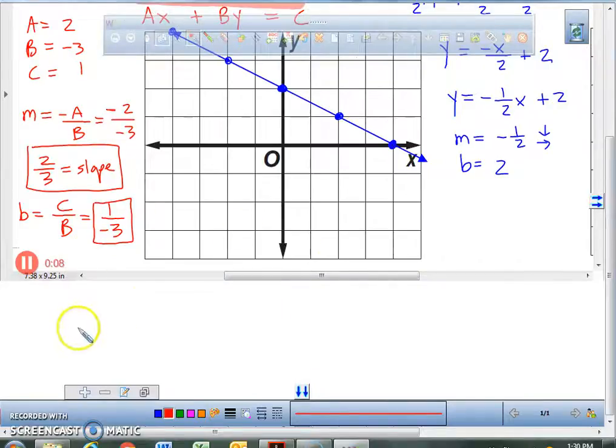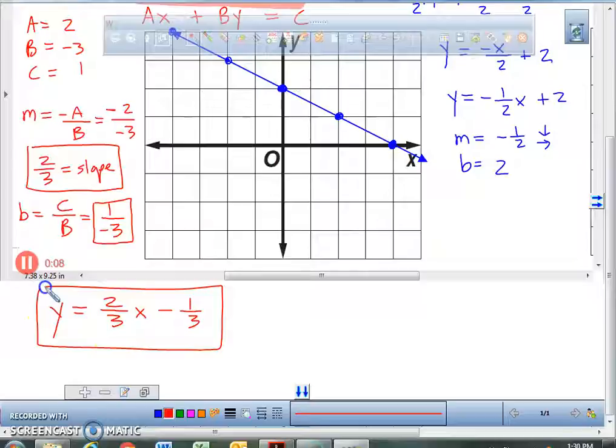So how do we write this in slope-intercept form? Y equals 2 over 3x minus 1/3. This is how you write your equation in slope-intercept form. We're still doing what? Y equals mx plus b. We just found a different way of solving for m and a different way of solving for lowercase b. So right now, we have found the slope and the y-intercept, so we're going to go to the graphing calculator.